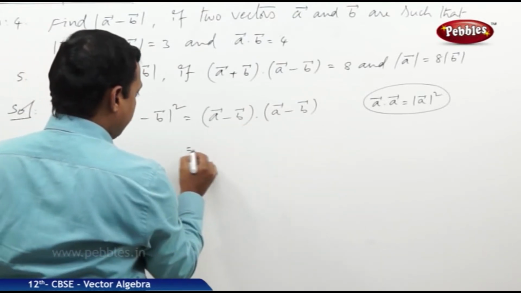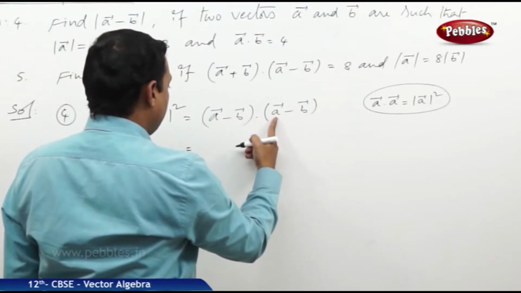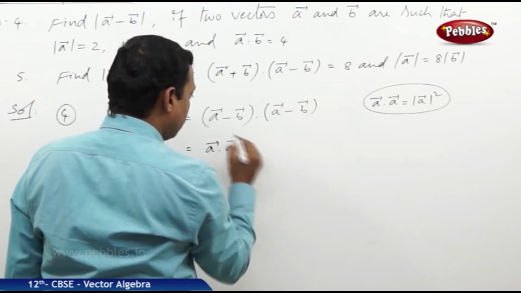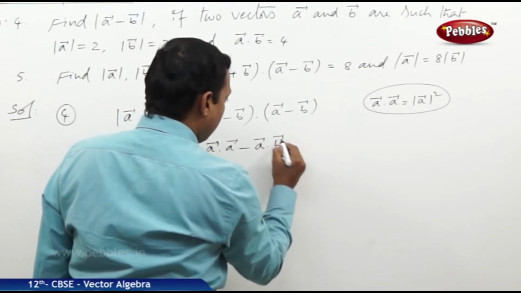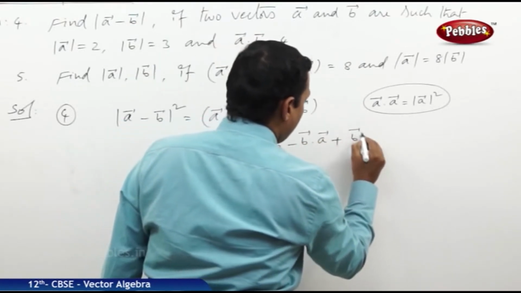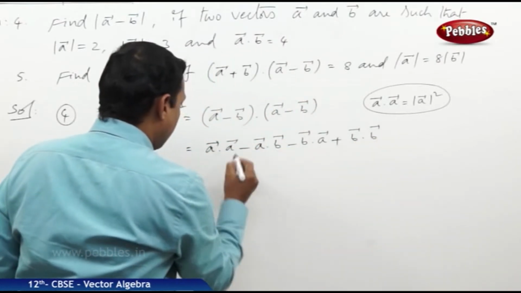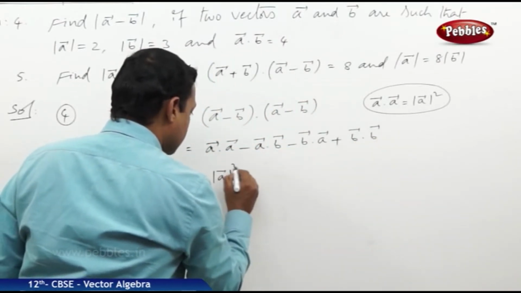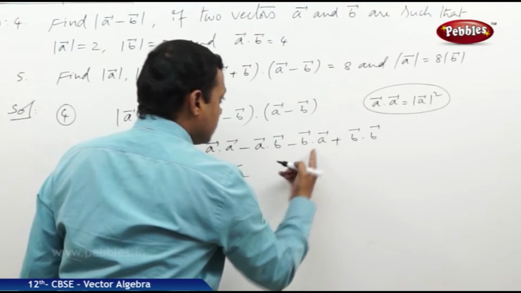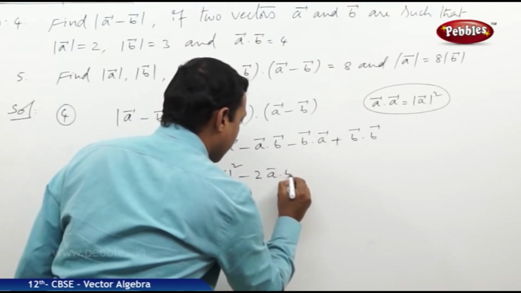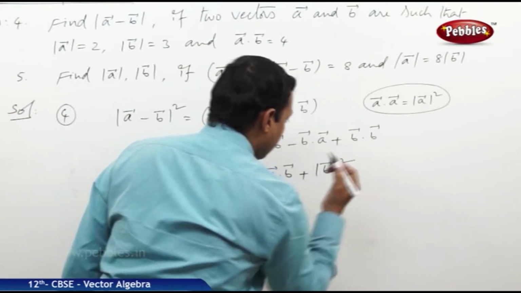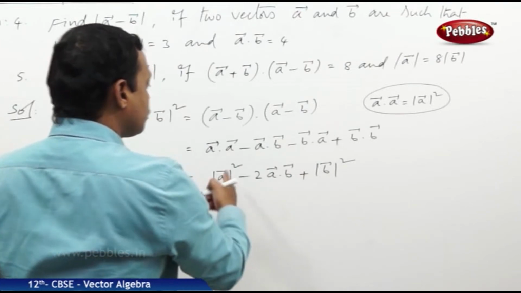a minus b. Now by the distributive property, it can be written as a bar dot a bar minus a bar dot b bar minus b bar dot a bar minus of minus plus b bar dot b bar. Now a bar dot a bar is equal to mod a square, but a dot b, b dot a both are equal, hence a dot b minus b dot a is equal to 2 times of a dot b plus b dot b is equal to mod b square.